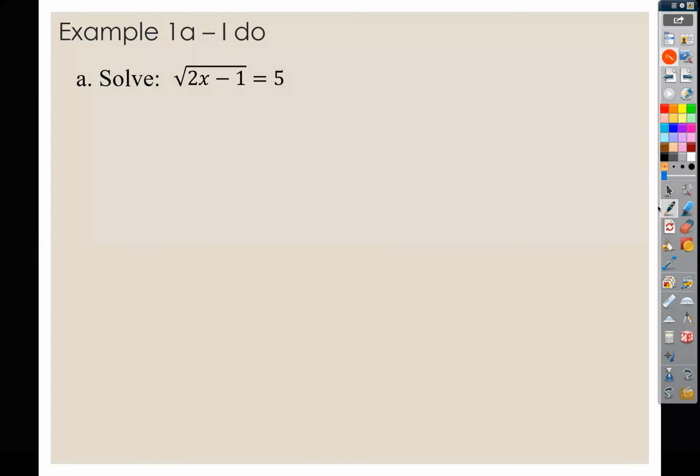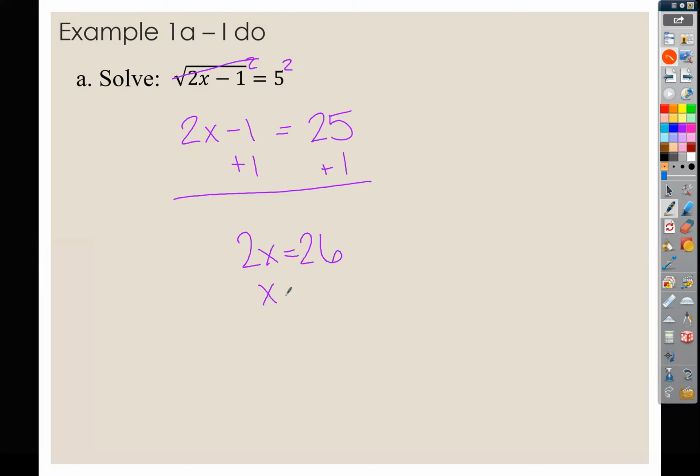So example 1. The square root of 2x minus 1 equals 5. The radical is already isolated. So to get rid of the square root, you're going to square both sides of the equation. The square and the square root cancel each other out. So you just get 2x minus 1 equals 5 squared, which is 25. And then you solve. So you would get 2x equals 26, x equals 13, and then you need to check it.